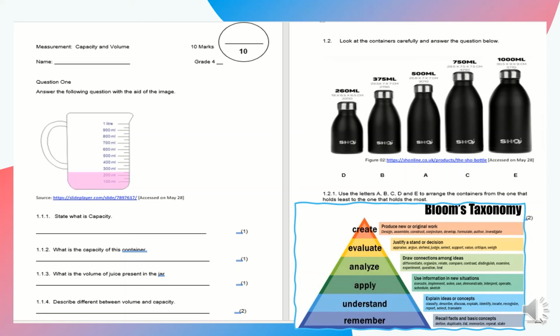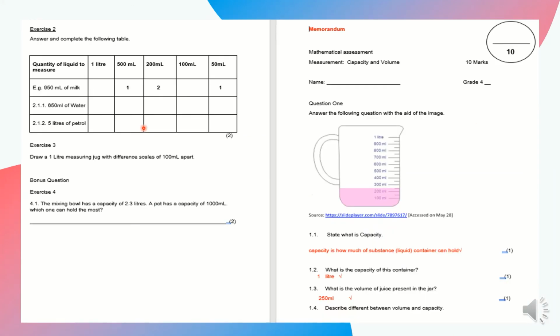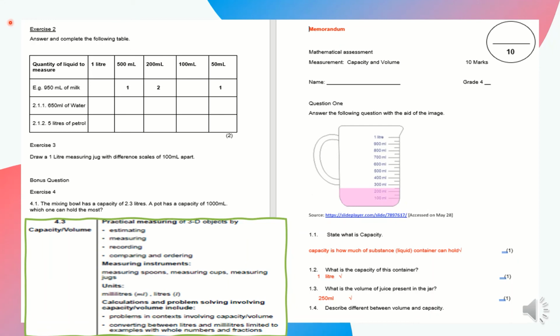Let's move on. The rest of the worksheets, which is the last part, exercise 2 and 3, it states the quantity of a liquid to measure, whether it is 1 liter, 500 milliliter, 2 milliliter, 1 milliliter, 50 milliliter. Answer and complete the table.